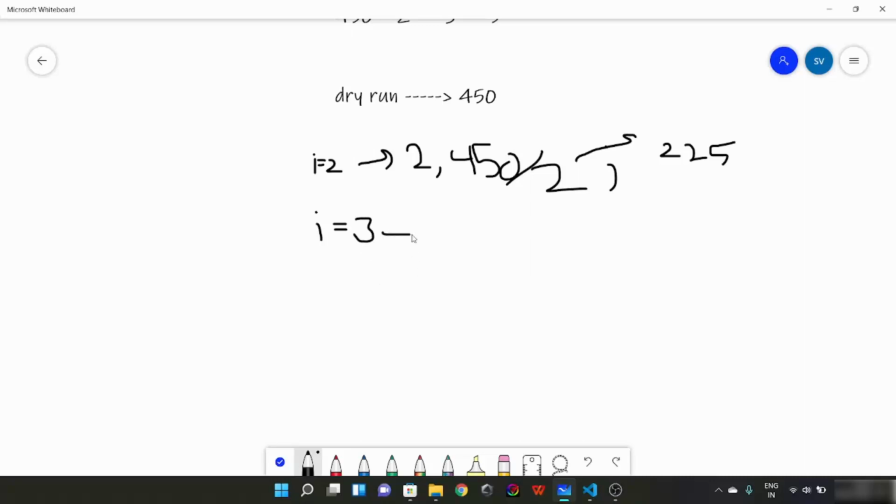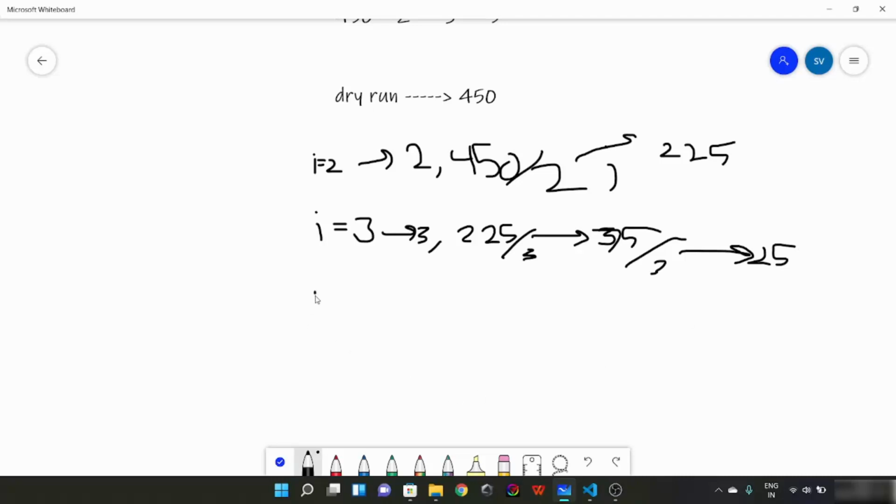So what we are going to do is print 3, and we are going to divide 225 by 3, which is going to be 75. And then we'll check if 75 will get divided by 3 again. Yes, it will. It will come out to be 25.